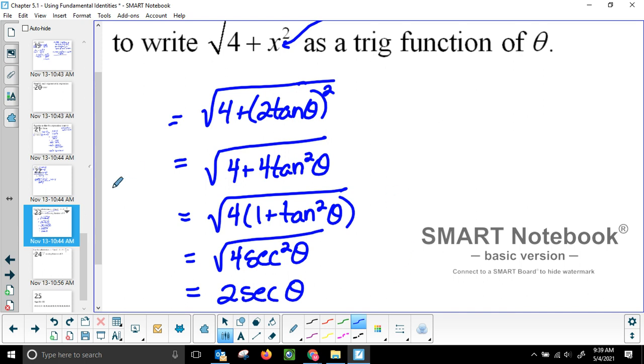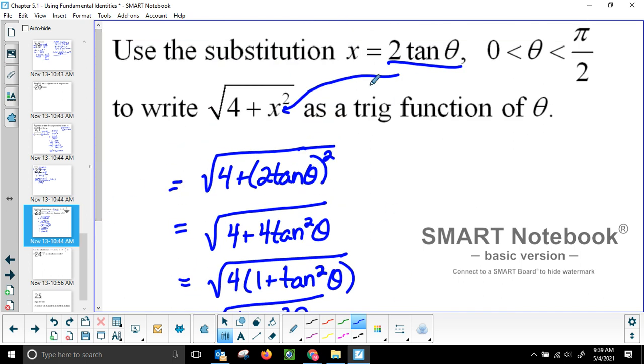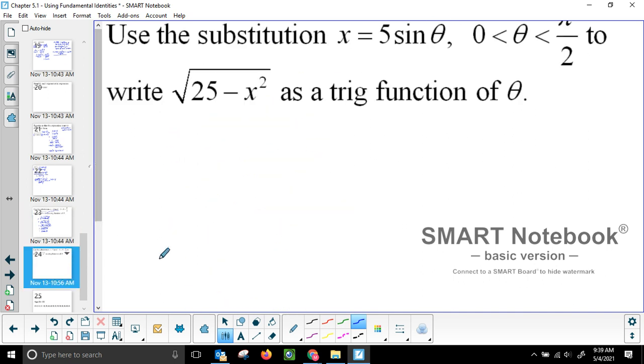All right, so the directions make that appear to be much more difficult than what it really is. All right, go ahead and try this one. It will work the same way.